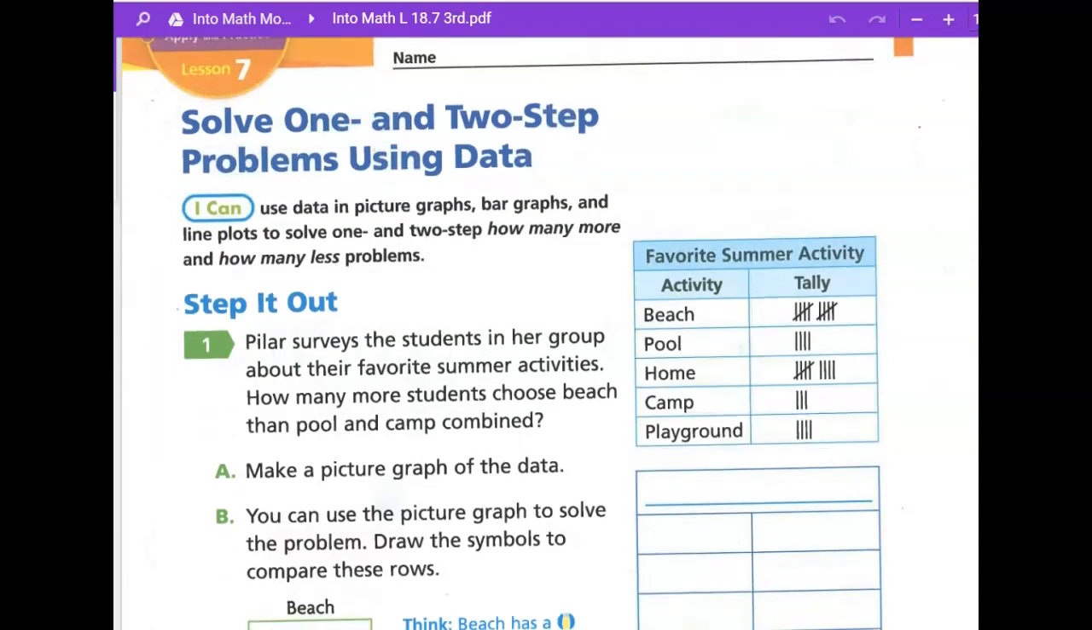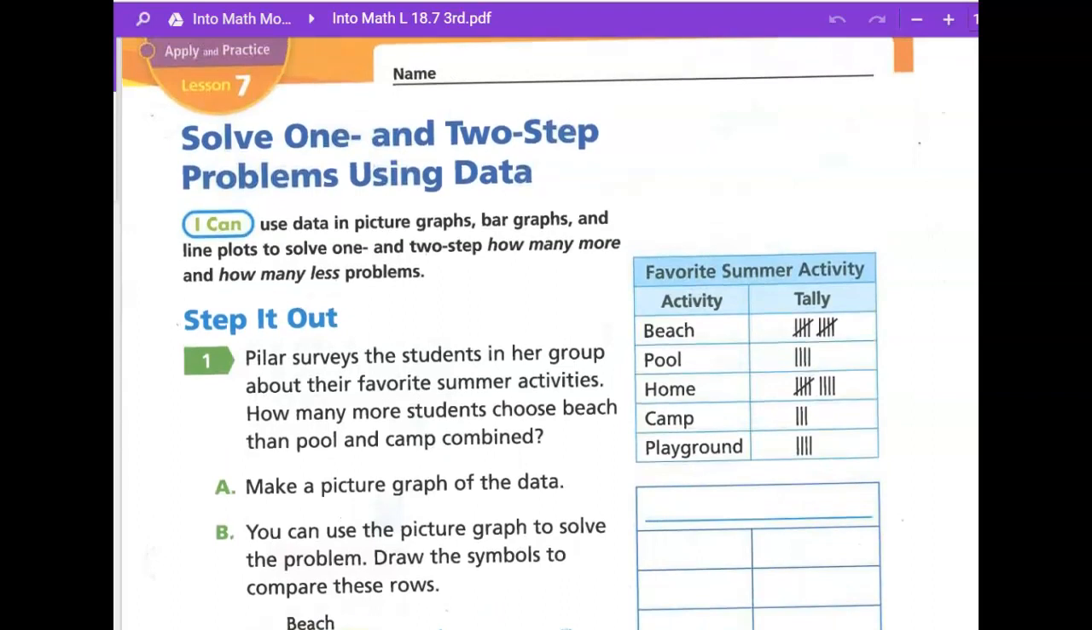Okay. And what do we usually do when we have how many more, how many less? What operation do we do? Subtract. Now, we might have to add before we subtract if it's a two-step problem. Okay? Step it out. Pilar surveys the students in her group about their favorite summer activities. How many more students chose beach than pool and camp combined?